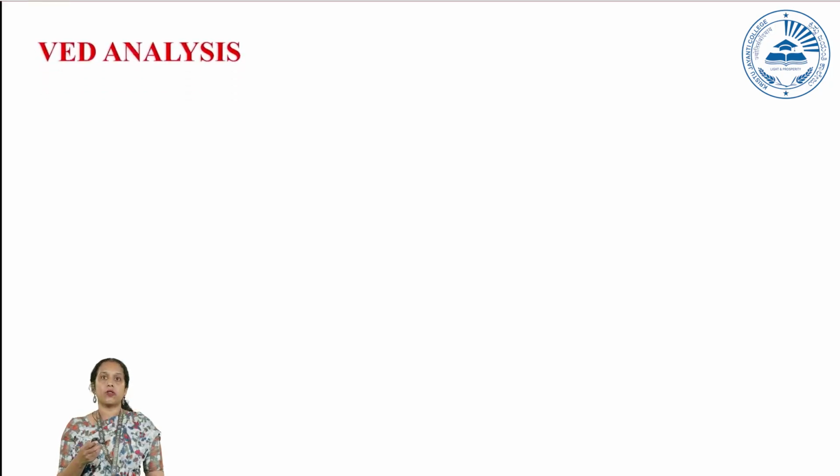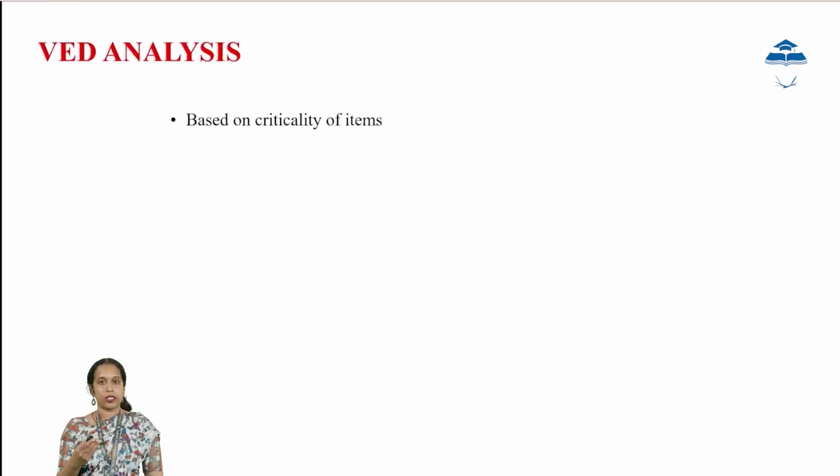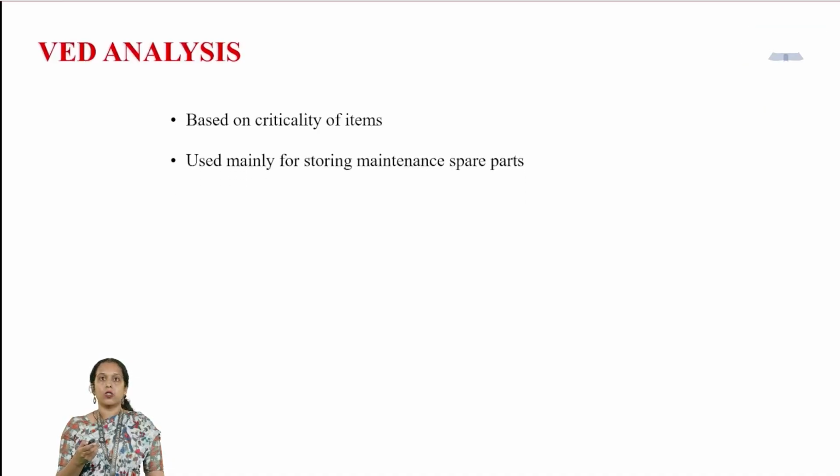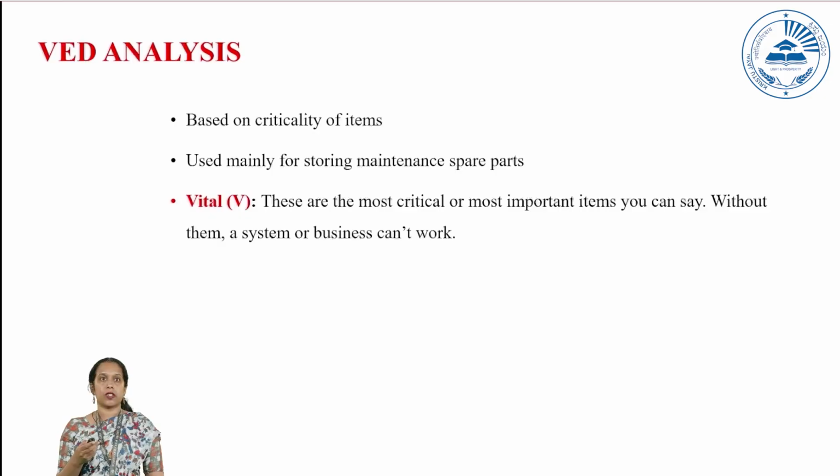And next we can go with the VED analysis. In the VED analysis, they divide the items based on how much that particular item is needed for production, or how critical that item is for production. For example, if a particular item is not there, sometimes the production will not happen. With certain items, even if they are not there, for a short period we can do the production. And there are certain items that even if they are not there, you can continue with your production. Mostly they use VED analysis for components and spare parts.